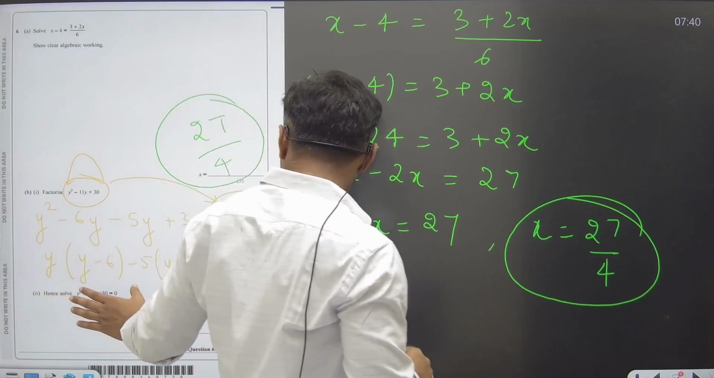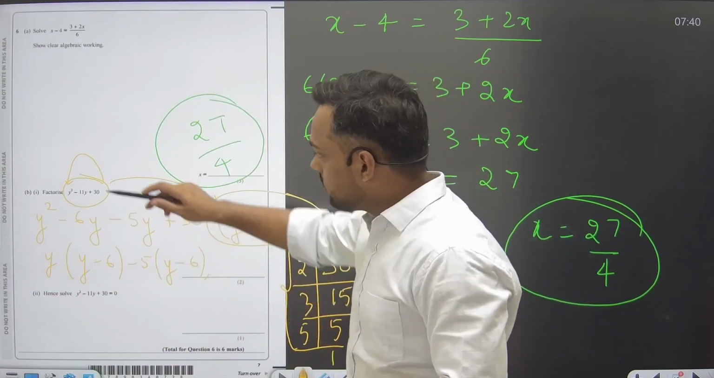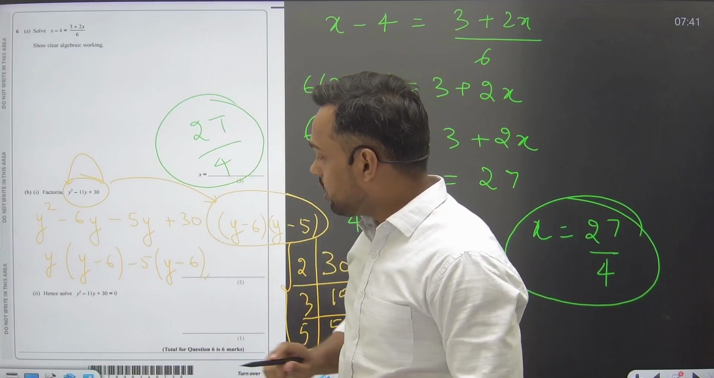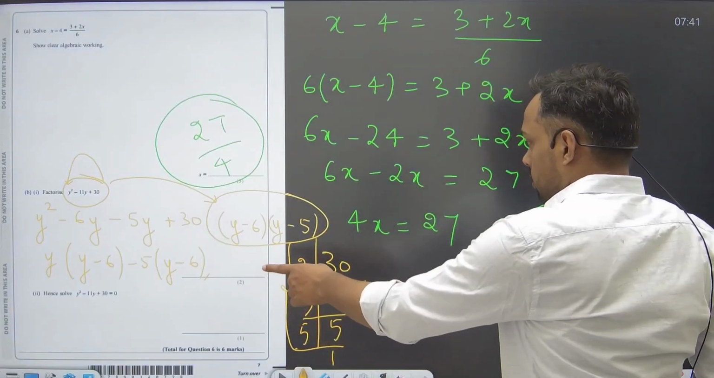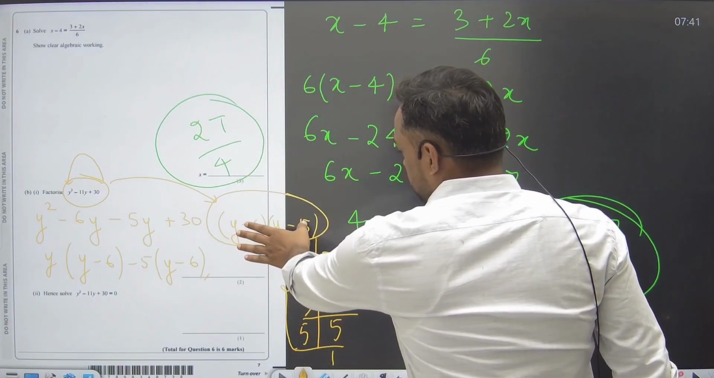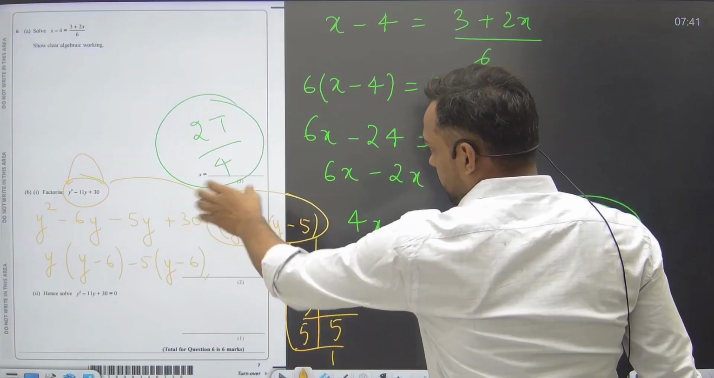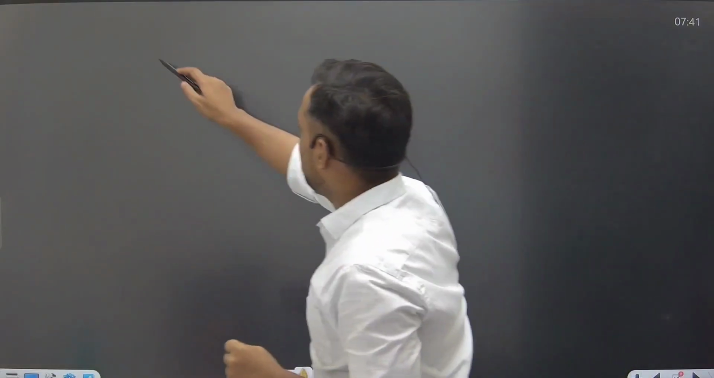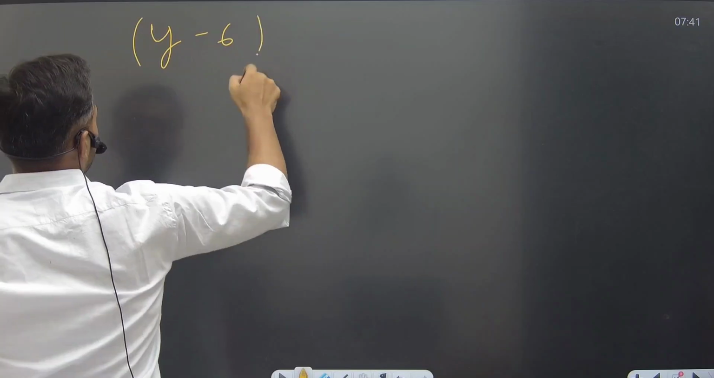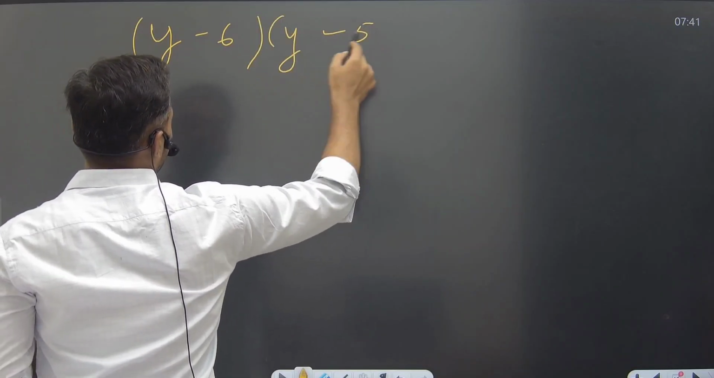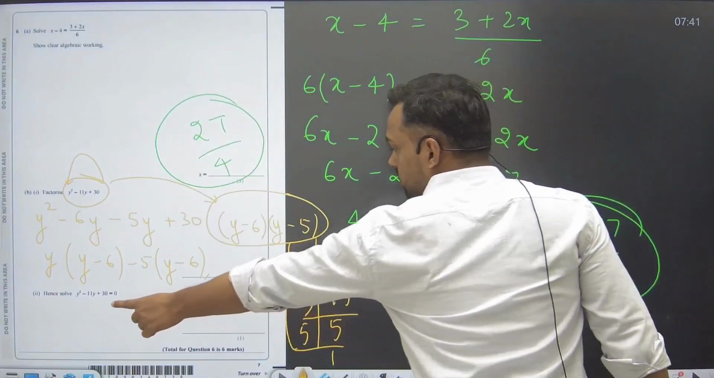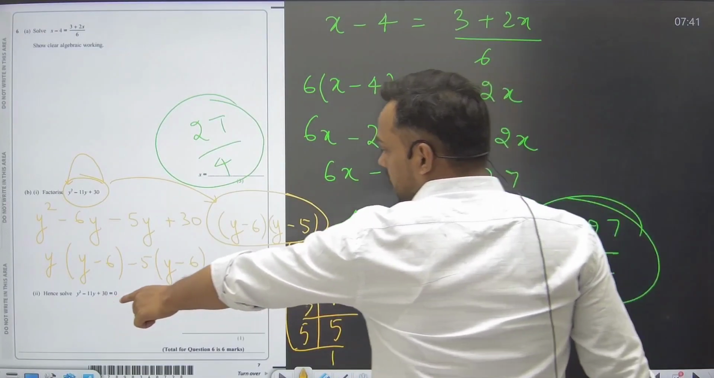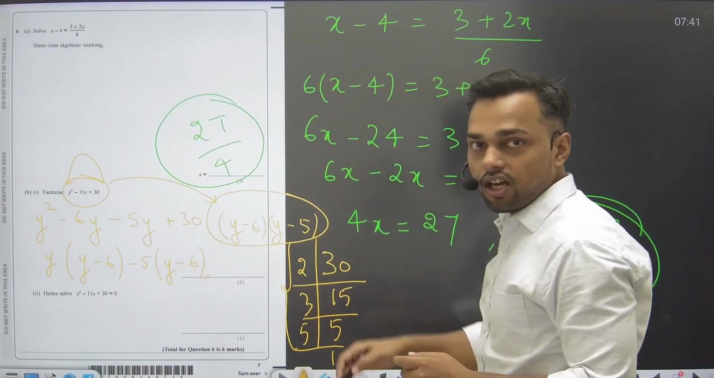Now in the next part they have given an equation. This was an expression, this is an equation. If you solve this part, we just need to plug in the factors which we got in the B part, that is y negative 6 cross y negative 5 equals 0. In this part they have asked us to solve that particular equation. Earlier it was an expression.